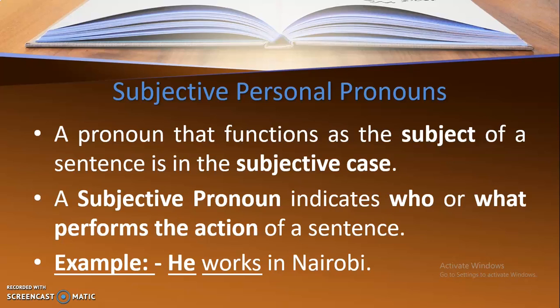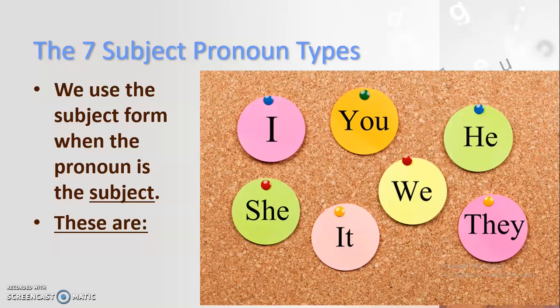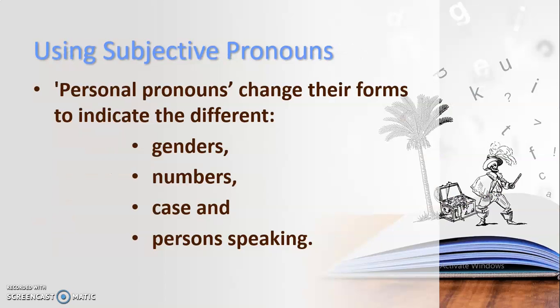A pronoun that functions as the subject of a sentence is called a subjective personal pronoun. That means it indicates who or what performs the action of a sentence. He works in Nairobi. From the example you can see, he is the pronoun which indicates who performs the action, that means working in Nairobi. So we have these 7 subject pronoun types: I, you, he, she, it, we, they. We are going to see them one by one later.